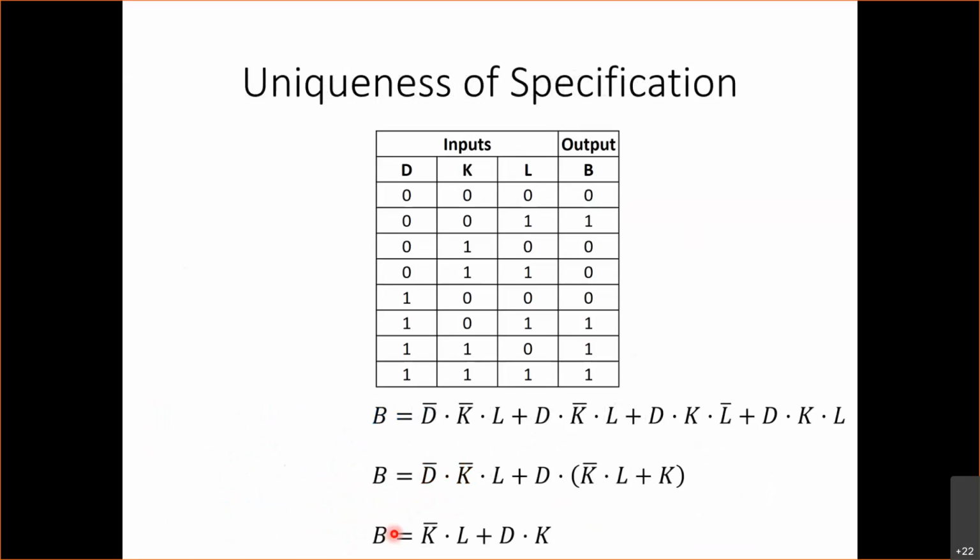And this is an important observation about the uniqueness of specification. So truth tables are unique, right? For a given logic block, if I want to specify this logic block, the truth table is unique. There is only one unique truth table to specify a logic block. A different truth table means a different logic block. However, there are many different equations that can be used to specify the same functionality of a logic block. So a logic equation is not unique.